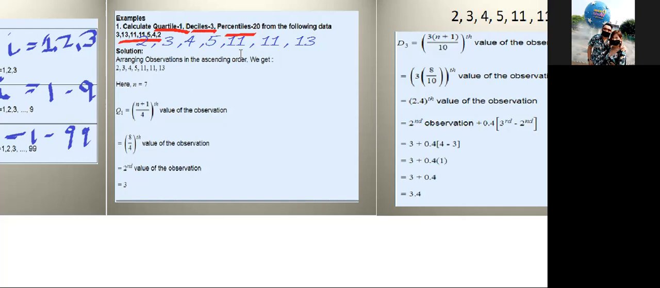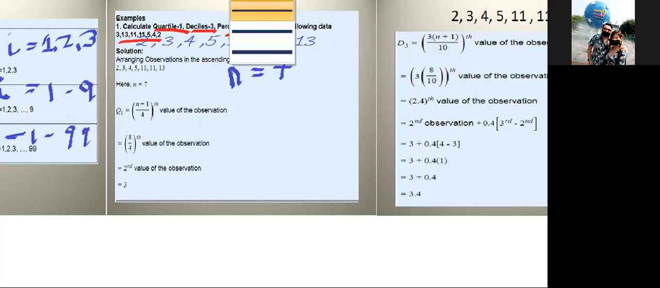Again, first and foremost, you need to arrange it. Then you need to find the value of your observation. Okay, so here, of course, I'll just write n is equal to 7, since we have 7 data. Okay, so the first question, we need to find the first quartile.